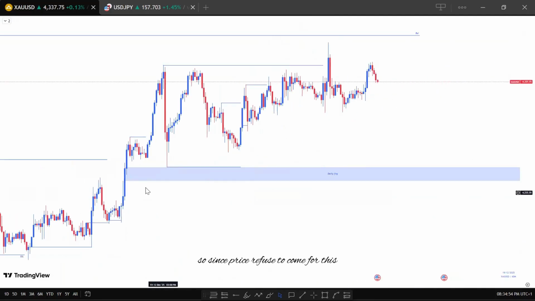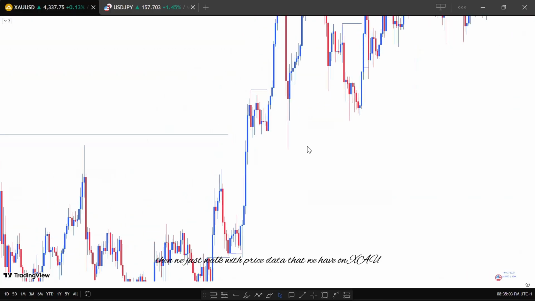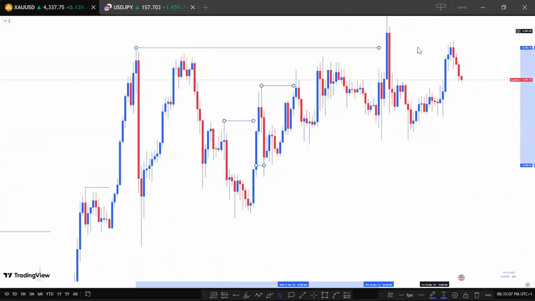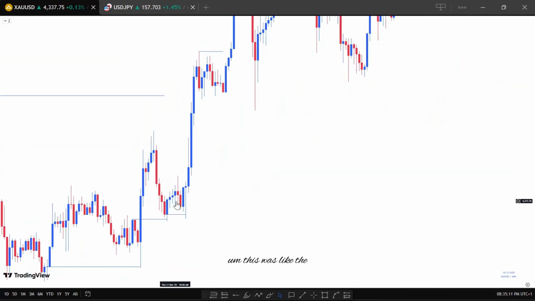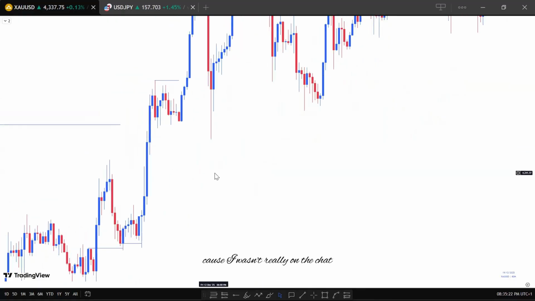So since price refused to come for our daily time frame, we just work with the price data that we have on XAU. All right, so this was like last week's price action that I really missed out on, because I wasn't really on the chart.